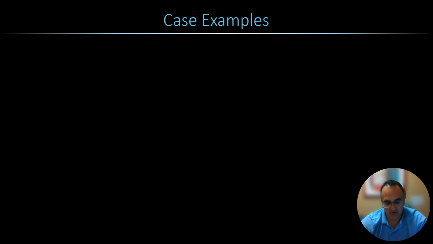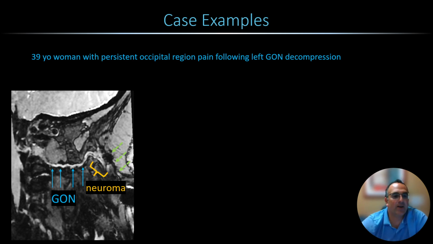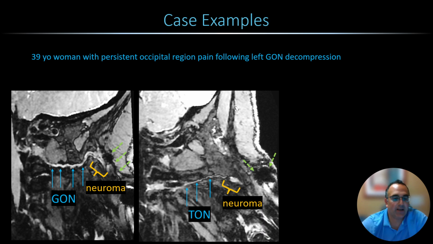Let's next review some case examples. This is a 39-year-old woman with persistent occipital region pain following a left greater occipital nerve decompression for prior migraines. Here we see abrupt termination of the greater occipital nerve in a large segment of the nerve, and the green arrows point to a focus of susceptibility likely related to some very ferrous material left at the time of surgery. It could be even tiny shavings that can create that blooming effect.